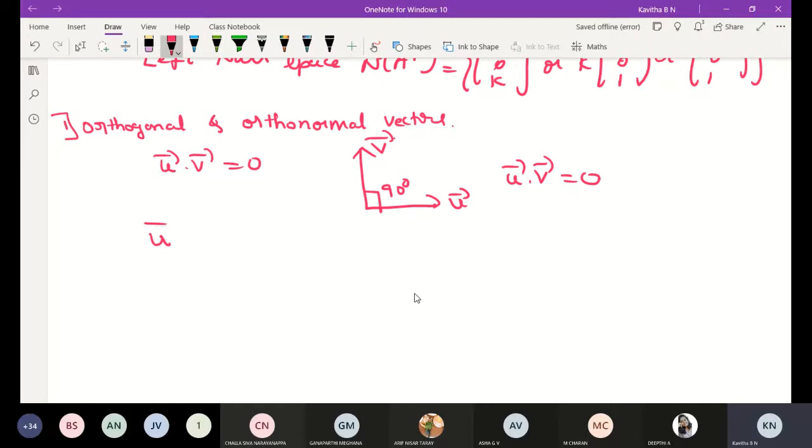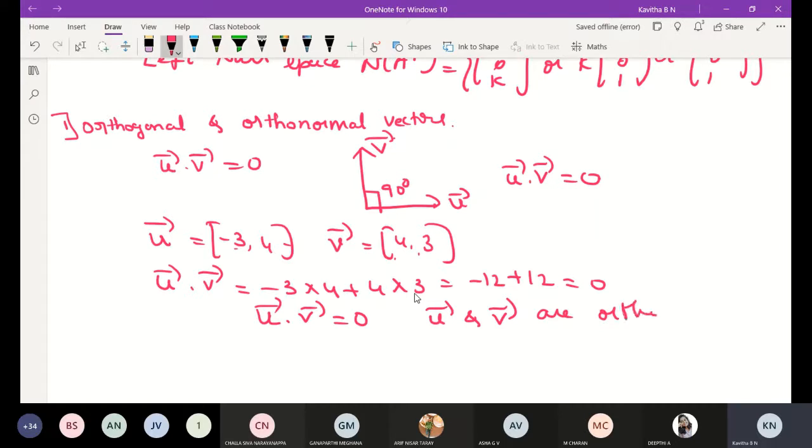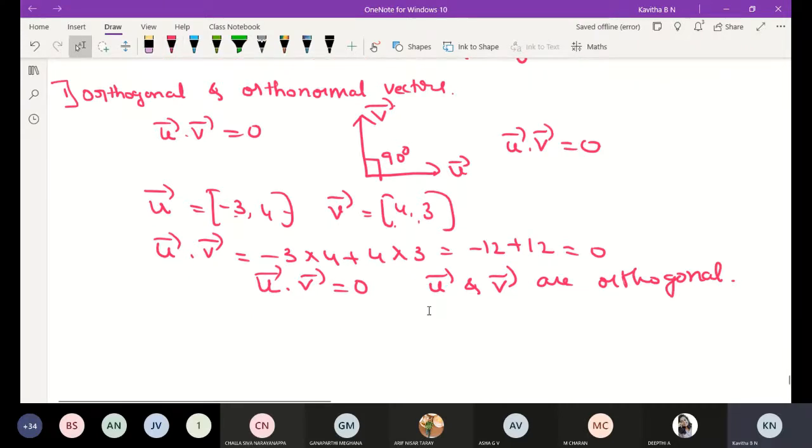I will give one simple example. U vector is minus 3, 4 and v vector is 4, 3. Then do the dot product. U dot v means minus 3 into 4 plus 4 into 3. What will we get here? Minus 12 plus 12 is equal to 0. Means u dot v is equal to 0, so u vector and v vector are orthogonal. Understood?